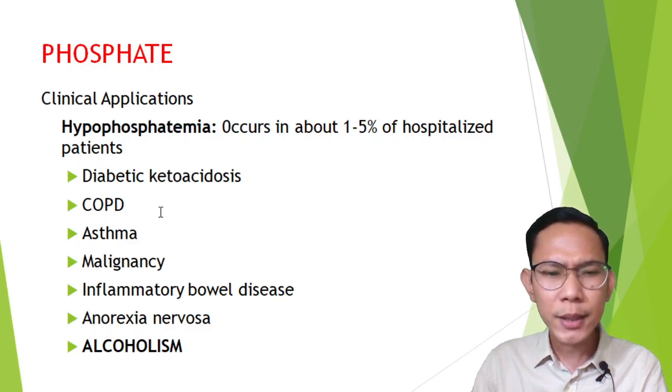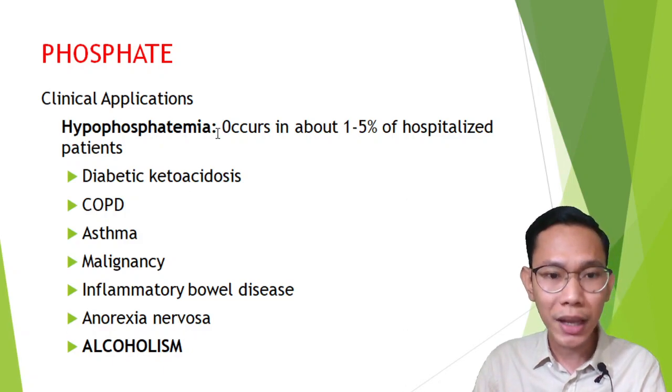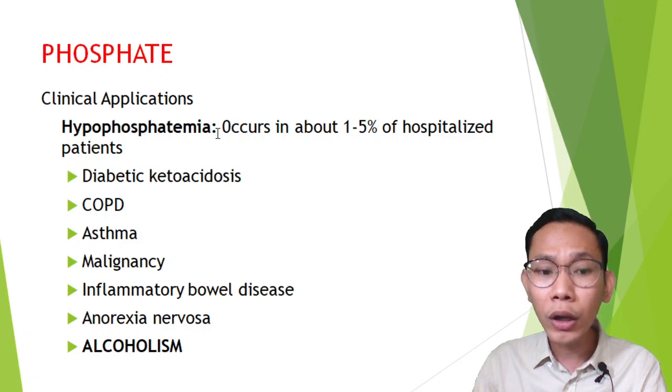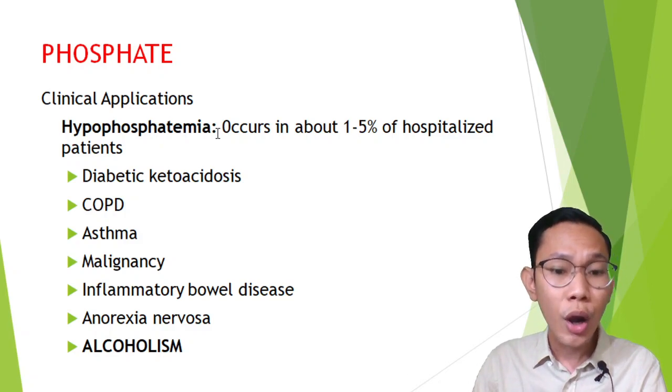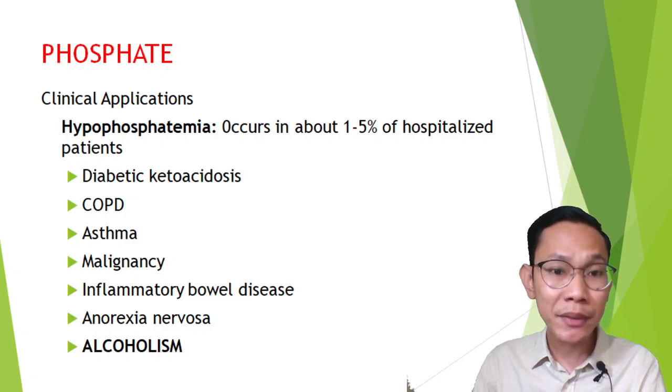So these are just merely different disorders, but I want you to remember bakit sa alcoholism nagkakaroon tayo ng hypophosphatemia. Hypophosphatemia in alcohol abuse is the most common cause of severe hypophosphatemia. So Doc, bakit po tayo nagkakaroon ng severe hypophosphatemia because of alcoholism? It's because probably as a result of poor food intake. Remember that your phosphate comes from your diet.